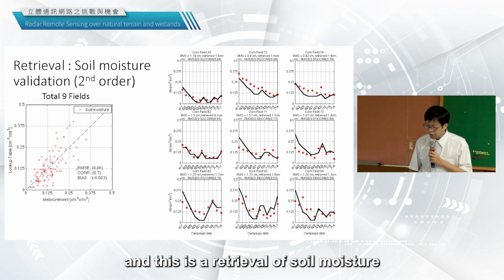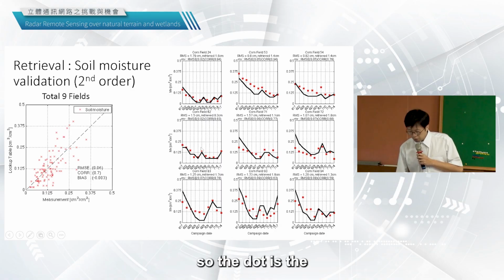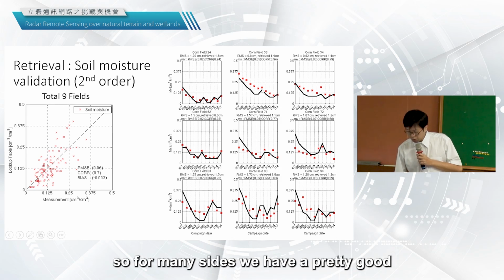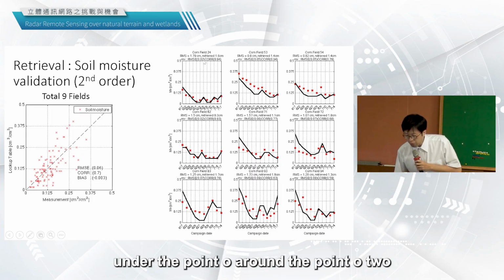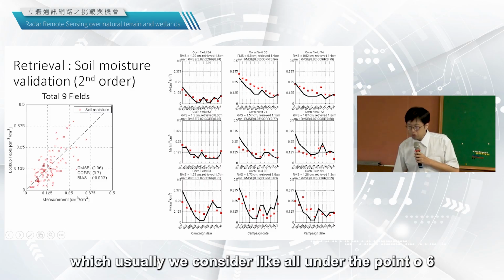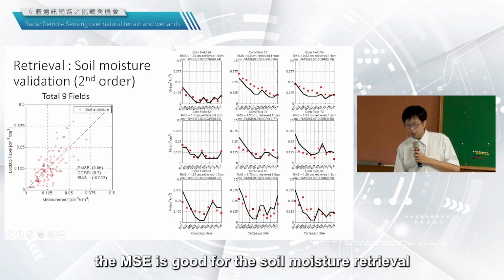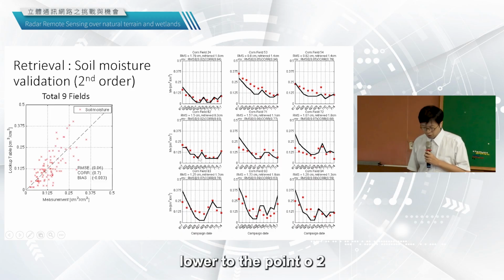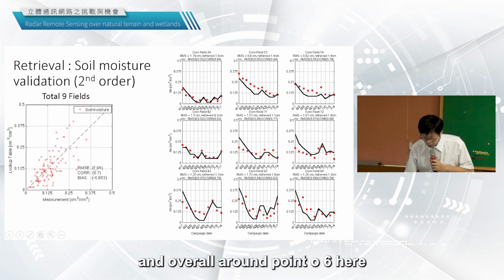And this is a retrieval of soil moisture. The dot is the measurement, and the line is the prediction. For many sites, we have a pretty good RMSE, around 0.02, which usually we consider under 0.06 to be good for soil moisture retrieval. So we have some sites lower than 0.02, and overall around 0.06 here.